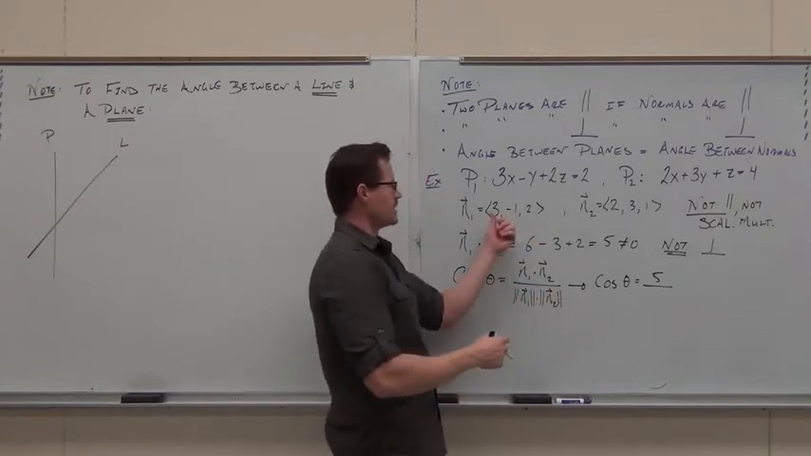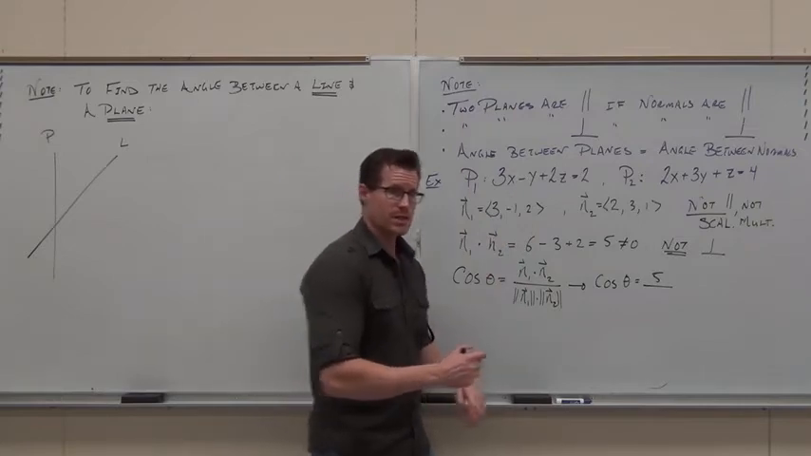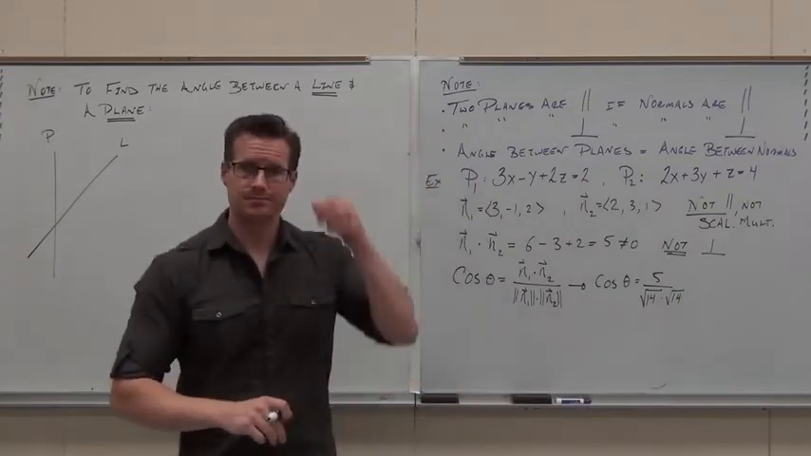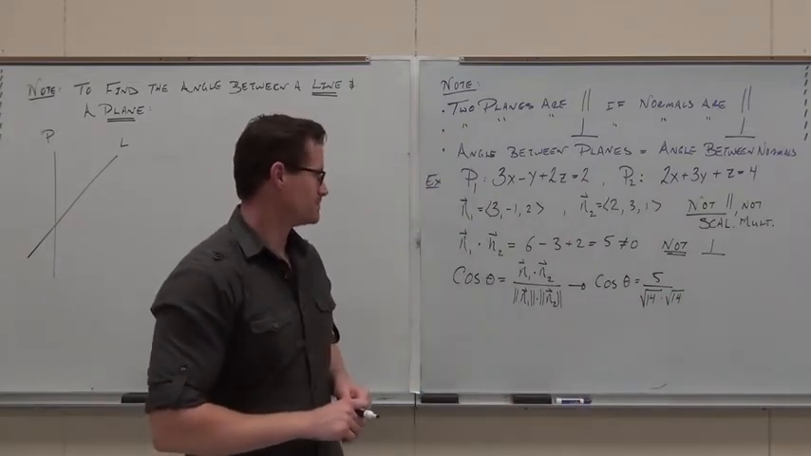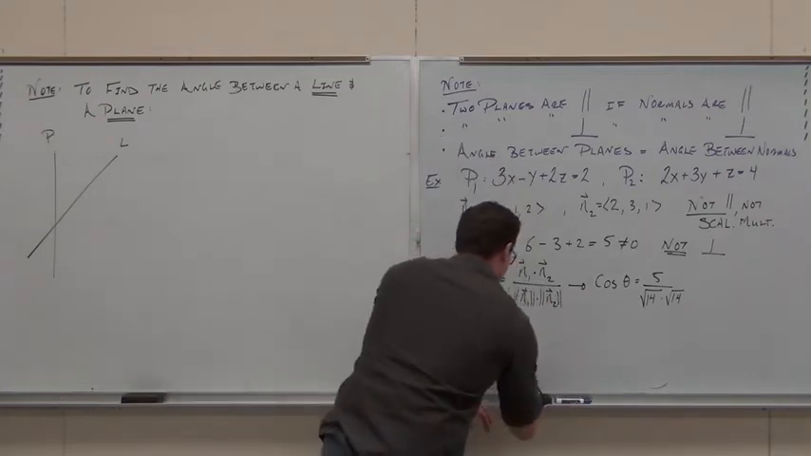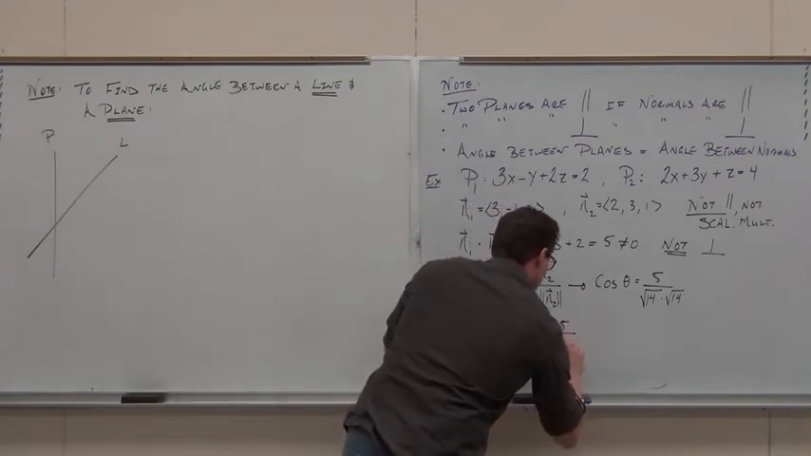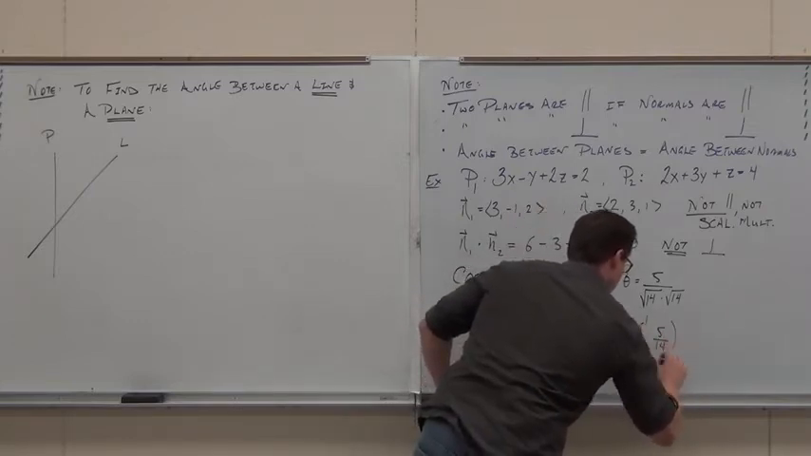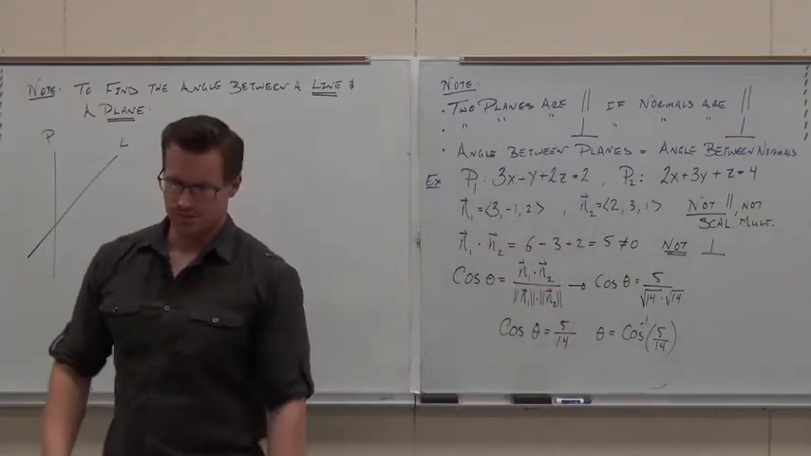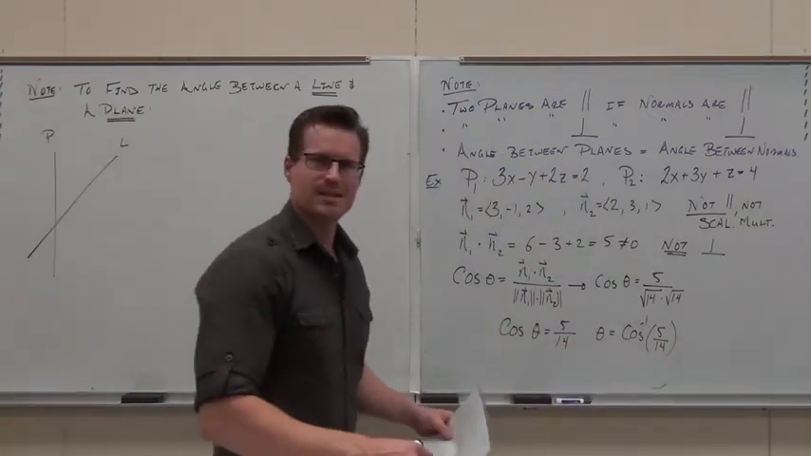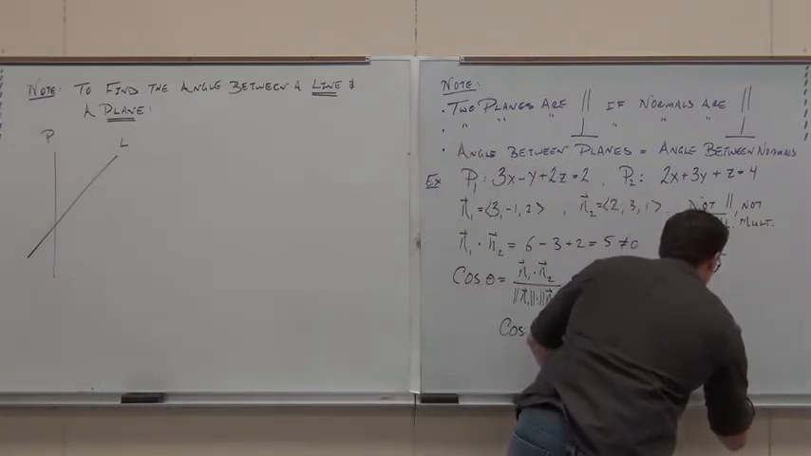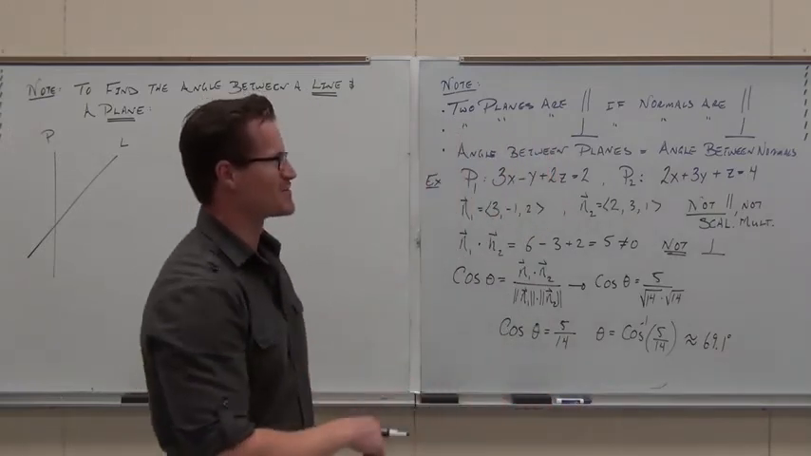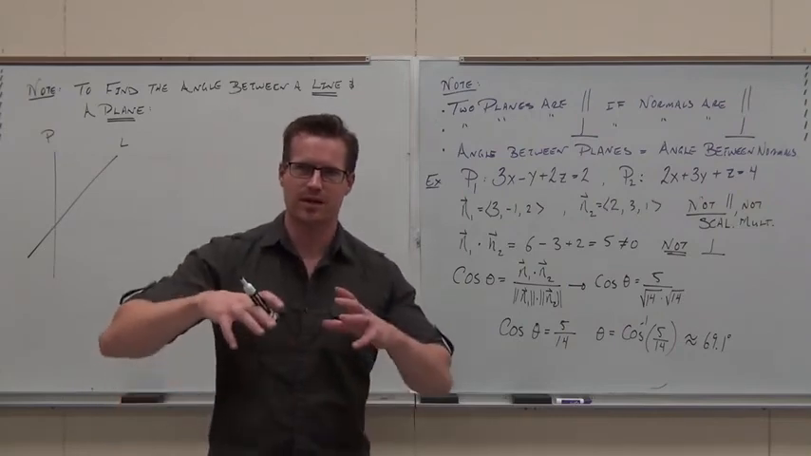That's pretty easy. This is 9, 10, 11, 12, 13. Square root of 14? Square root of 14. Not bad. The angle's cosine inverse of 5/14. It looks like it's about 69.1 degrees. That is my favorite temperature, by the way. I love that temperature. It's so comfortable. It is, seriously, right under 70 degrees.